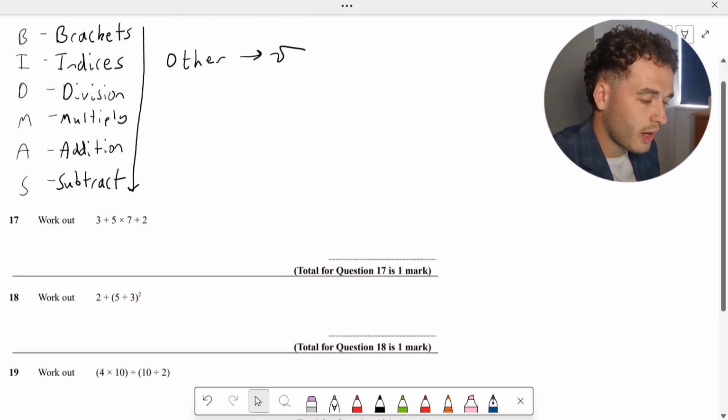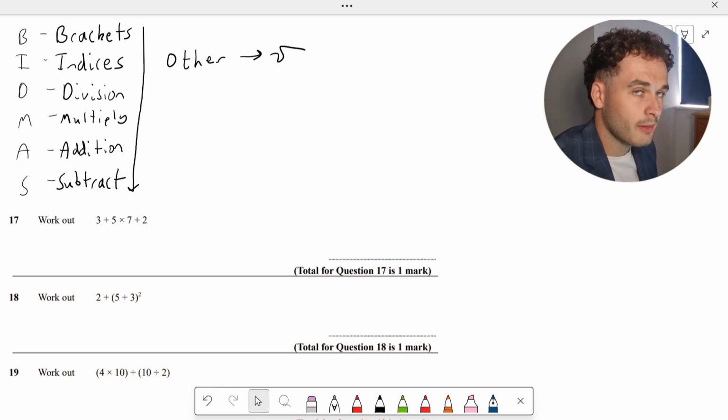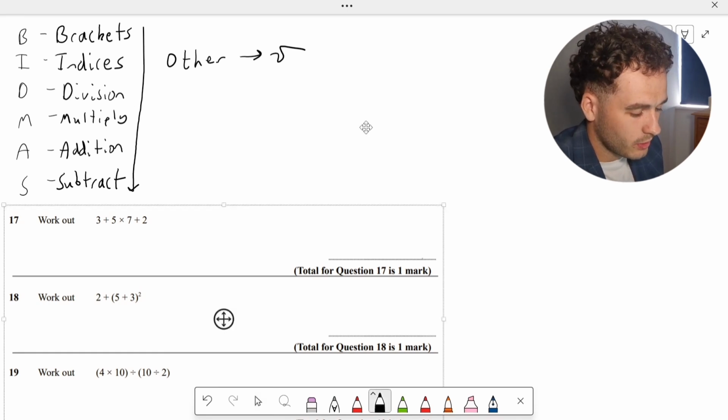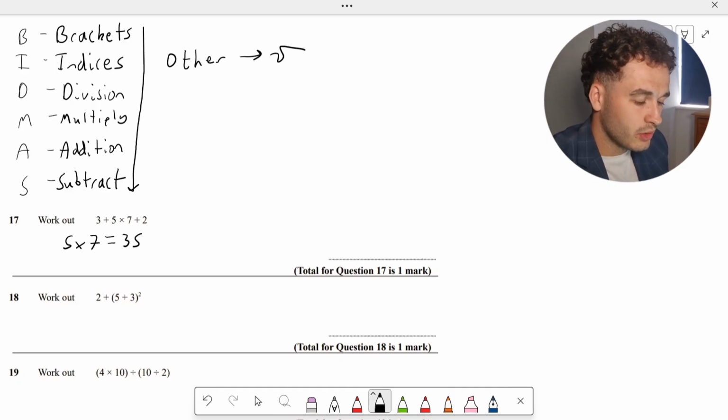So through our understanding of BIDMAS, we need to understand that in this question there's no brackets, there's no indices, there's no division, but the first thing that we do in this question is multiply. So we do the multiplication, which is 5 times 7, which is 35, and then we do the addition.